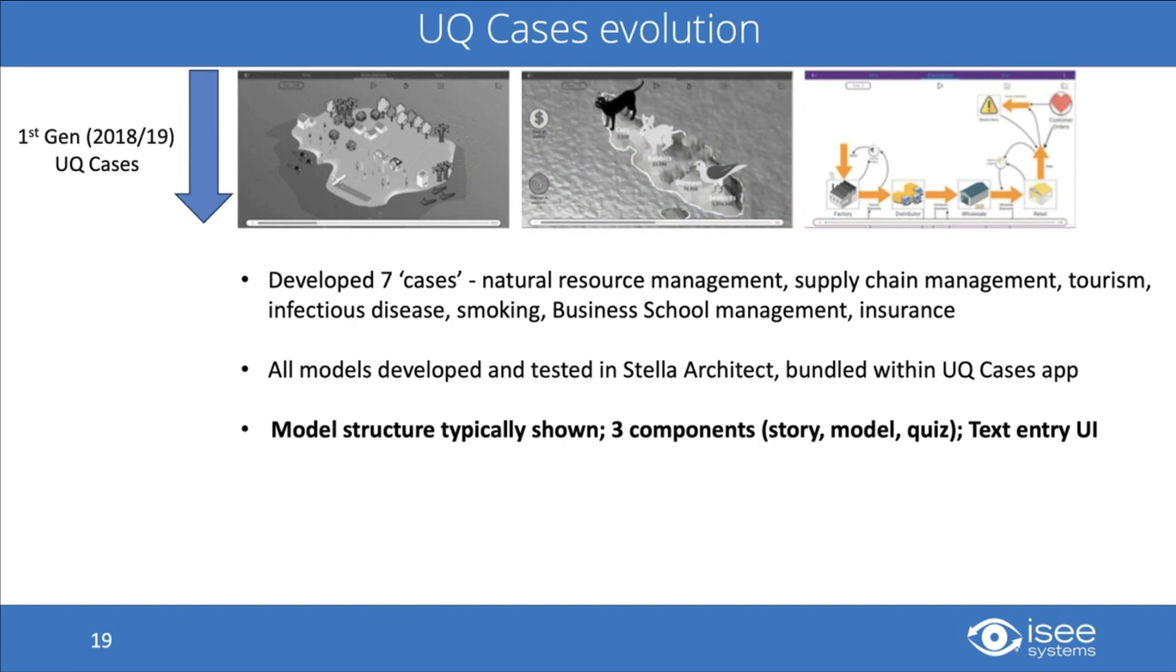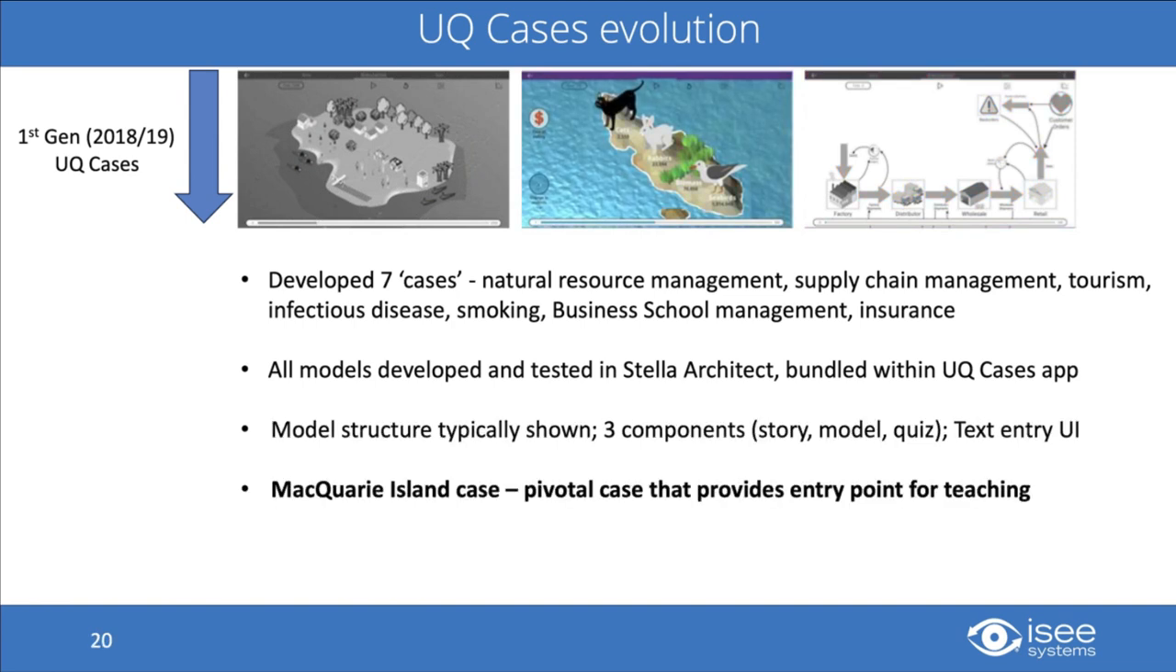So these three components. The model structure is typically shown. I've highlighted the top right one. This is actually our version of the beer game, but it's not beer, it's about kombucha. You can see that the structure is shown on the model page, and quite often in these cases, the structure is a means to tell the story. As the story is presented to the user, this model structure itself is shown. And each case has a UI panel, a user interface, where you can provide or change parameters. And this is very much a text entry approach.